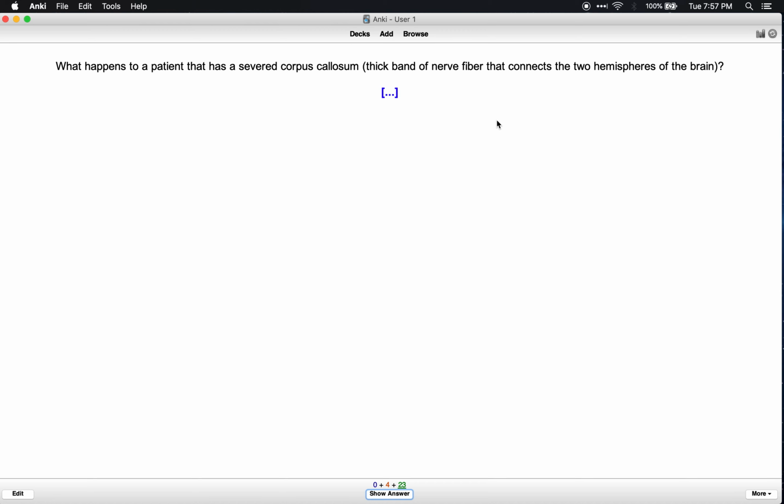If a patient has a severed corpus callosum and you show something on their left side, it goes to the right side of the brain, so they're able to pick it up, but they can't use the left side of the brain, so they're not able to name it because they don't have language.